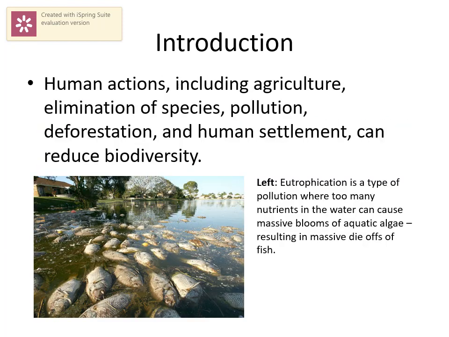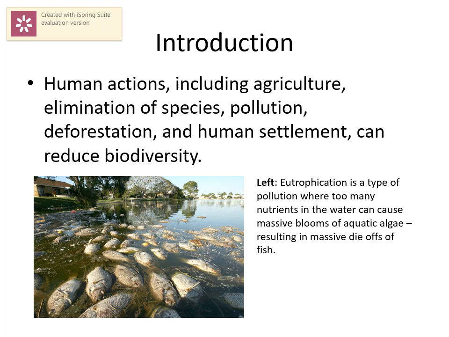Now, human actions, including agriculture, elimination of species, pollution, deforestation, and human settlement, can all have effects on biodiversity. A lot of these activities, like for example pollution, can result in losses of biodiversity. A good example here is eutrophication. Eutrophication, if you don't know from lecture already, is a situation where you have too many nutrients in the water, like fertilizers, like nitrates and phosphates, and that causes a bloom of aquatic algae. When that happens, the algae overpopulate and suck all the oxygen out of the water, and you get a massive die-off of fish as a result.